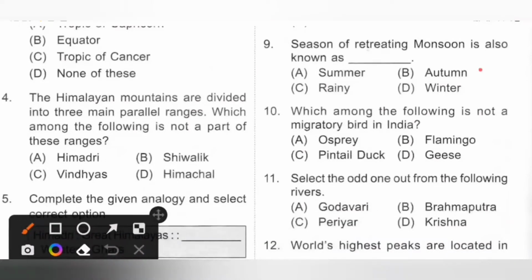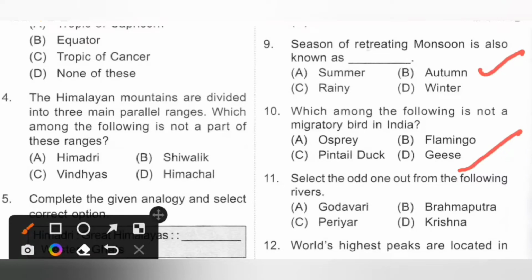Ninth one, season of retreating monsoon is also known as Dash. A, summer. B, autumn. C, rainy. D, winter. So season of retreating monsoon is also known as autumn. Option B. Tenth one, which among the following is not a migratory bird in India? A, osprey. B, flamingo. C, pintail duck. D, geese. So geese is not a migratory bird in India. It is commonly found in India.